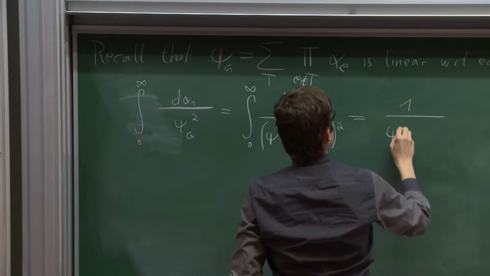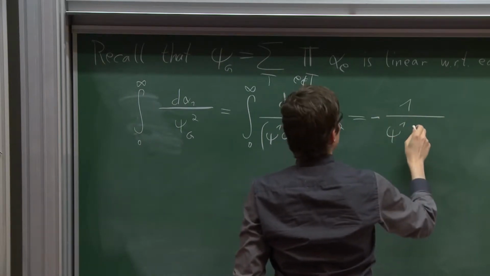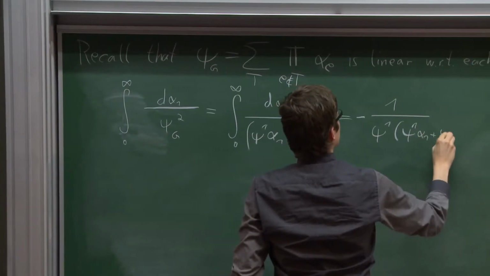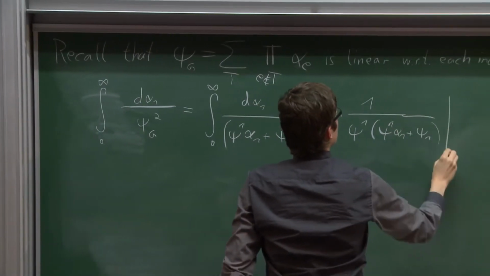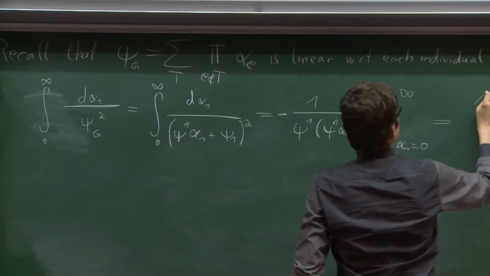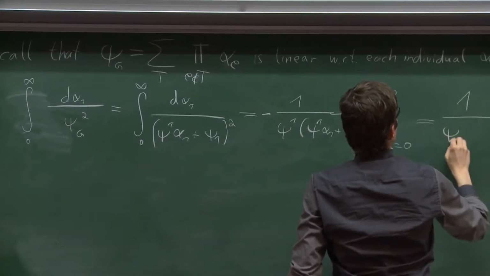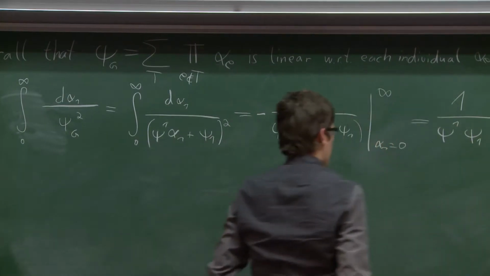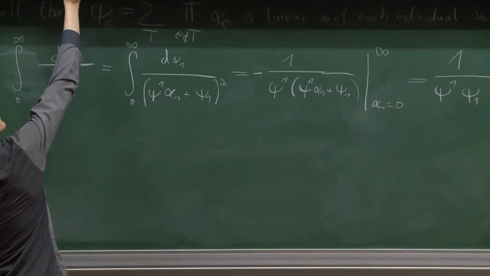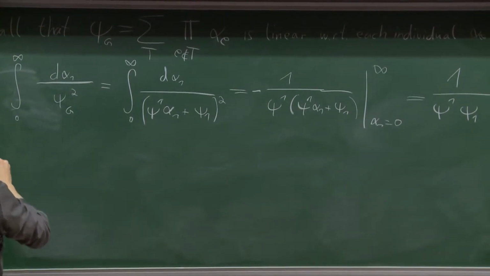So we just have the primitive of the integrand, and we have to evaluate this at 0 and at infinity. And we just get 1 over the product of psi upper 1 and psi lower 1. So this was easy. At the next stage, we have to leave the rational functions.